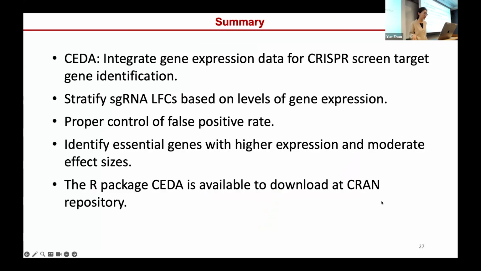So in summary, CEDA is a tool that integrates gene expression data for CRISPR screens to identify target genes with higher expression. What CEDA does is stratify the guide RNA log fold change based on the level of gene expression data. It can properly control the false positive rate and identify essential genes with higher expression and moderate effect size. And this R package CEDA is available to download at the CRAN repository.